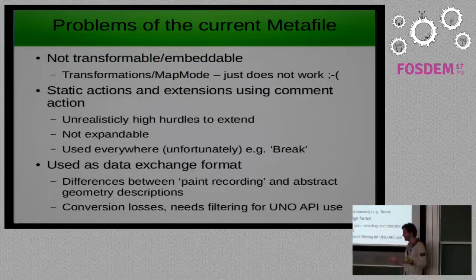With primitives, for example, you can anytime define your own primitive, and as long as it implements the decomposition, you can get a simplified version of it, and you have not to adapt a single user of the primitive chain. It just calls decompose and uses the simpler representation. So that's a huge difference when you want to handle it. So it's not really expandable at all. Hurdles are just too high. And unfortunately it's used everywhere. And it's used as data exchange format.